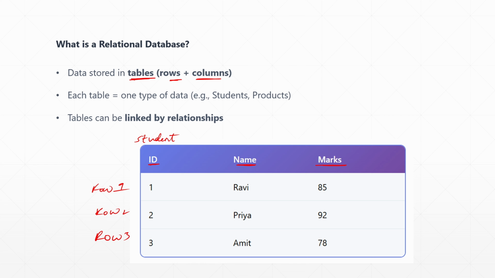And the cool part is this table can be connected to each other using relationship. Like a student table and course table can be linked together by student ID. That's why we call it a relational database because data is related here.